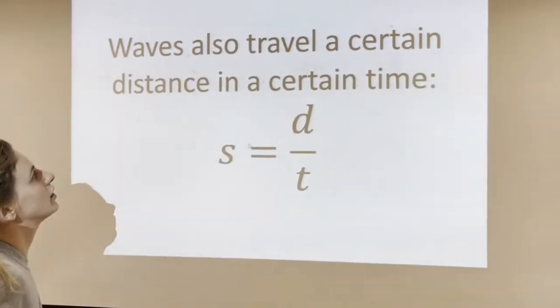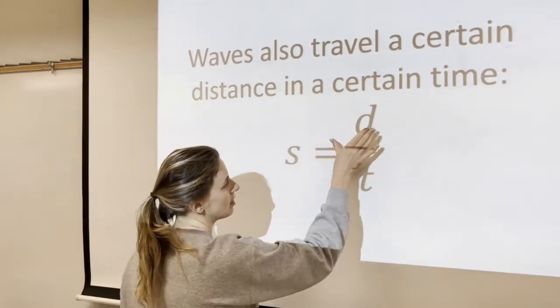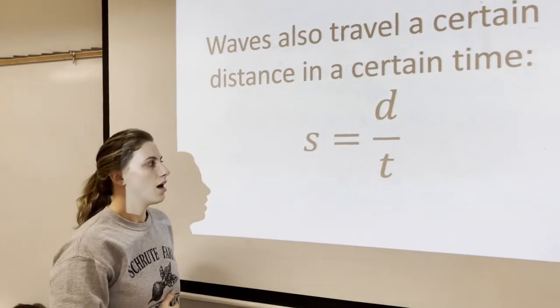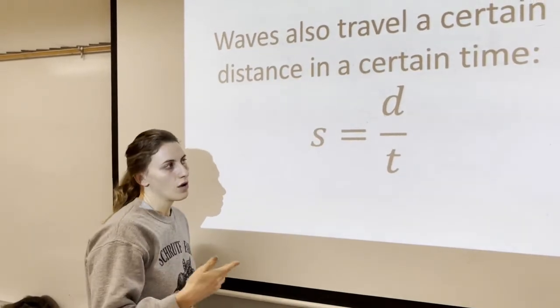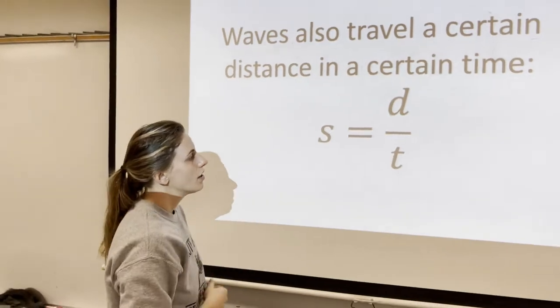Waves also travel a certain distance in a certain amount of time. So speed equals distance over time, where this speed is the speed of sound, maybe in air or water. This is a specific number that is known.